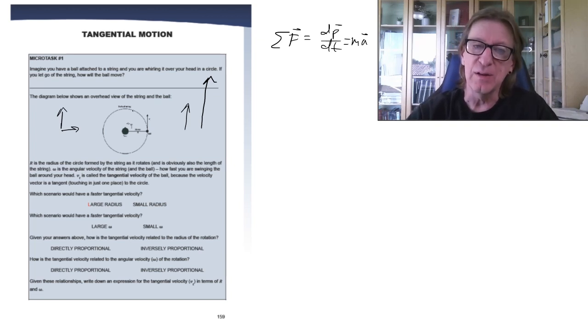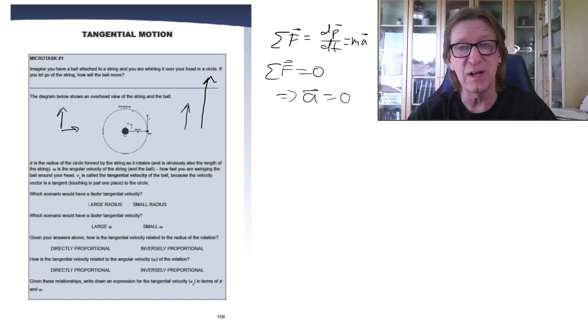Well, as long as I have this string here, there is a force being applied, so there must be an acceleration. That acceleration is not changing the speed, but it is changing the direction. But as soon as I get rid of that string, as soon as I let go of it, the sum of my forces is just equal to 0. That tells me that the acceleration must equal 0, which means that my velocity can't change, and so I'm just going to continue on out in this straight line.